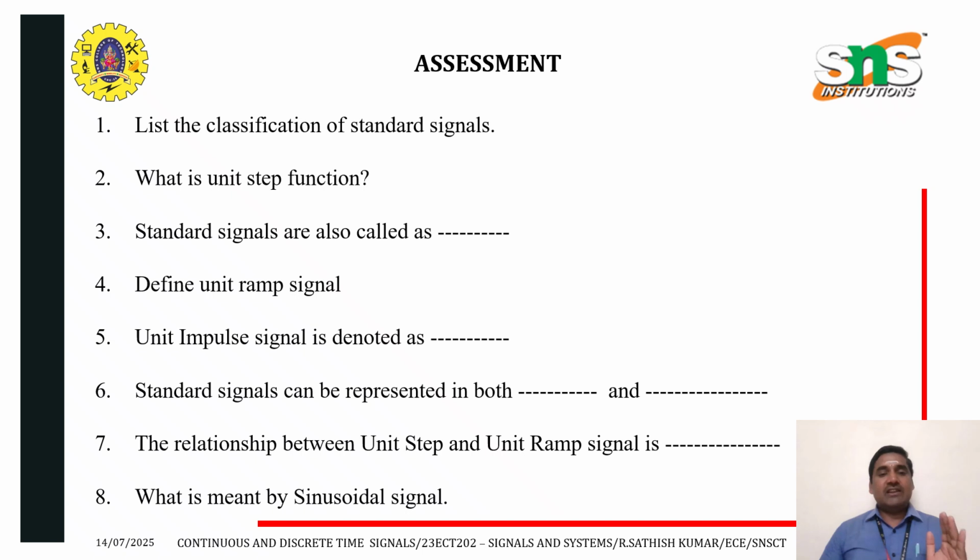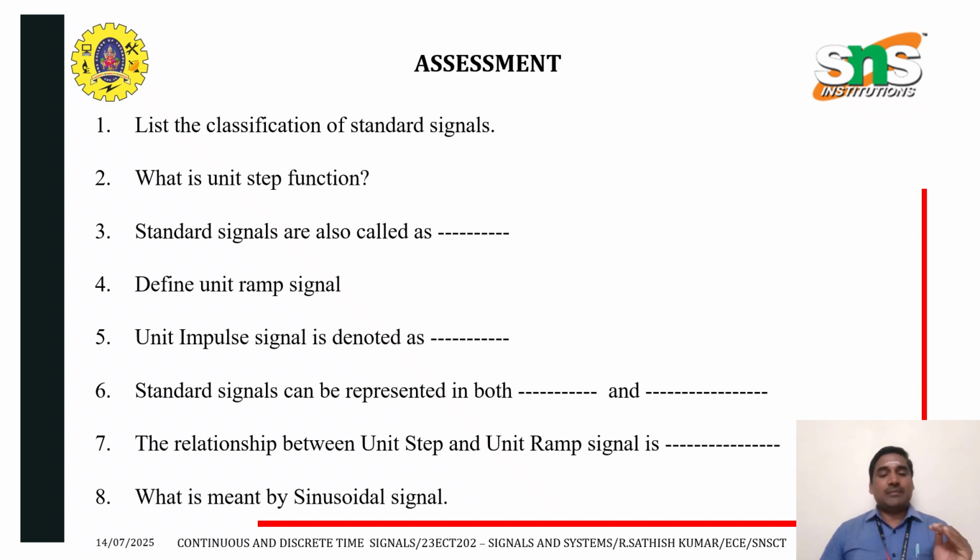Define unit ramp signal. Unit ramp signal can be defined as r(t) = t for t greater than or equal to 0, and 0 for t less than 0. Unit impulse signal is denoted as δ(t). Standard signals can be represented in both continuous time and discrete time. The relationship between the unit step and the unit ramp is r(t) equal to the integral of u(t) dt.